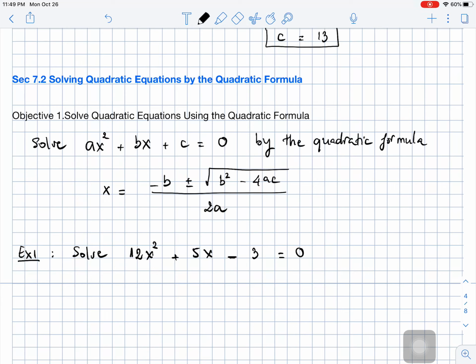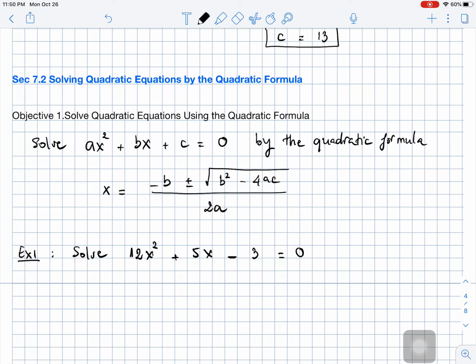Section 7.2: Solve quadratic equations by quadratic formula. Objective number 1: Solve quadratic equations using the quadratic formula. We recall that the quadratic equation is in the form of ax squared plus bx plus c equal to 0.